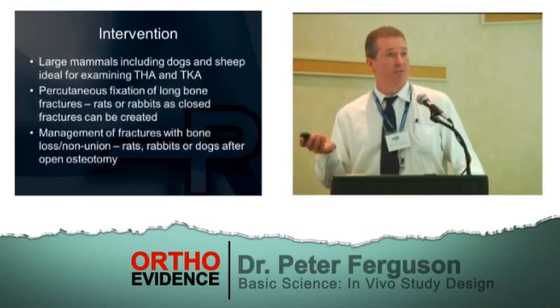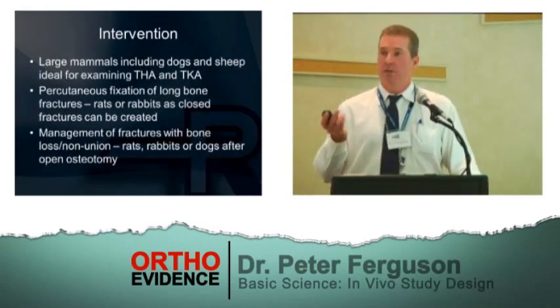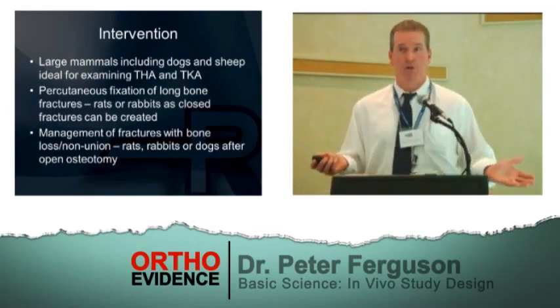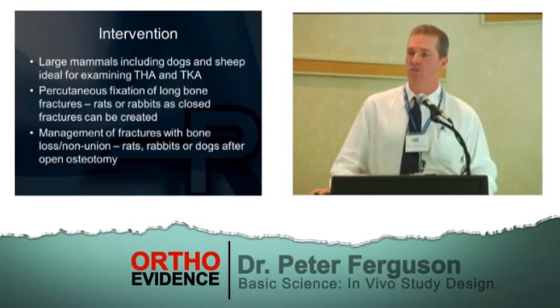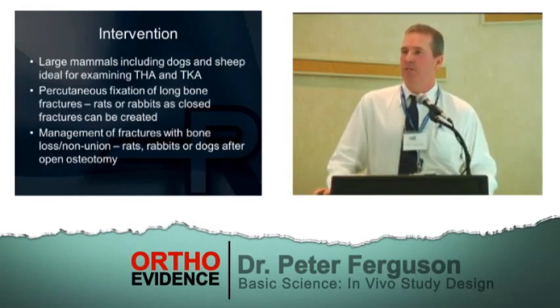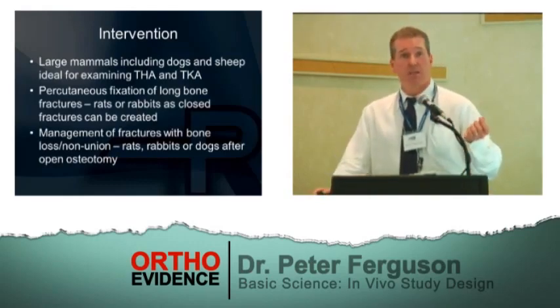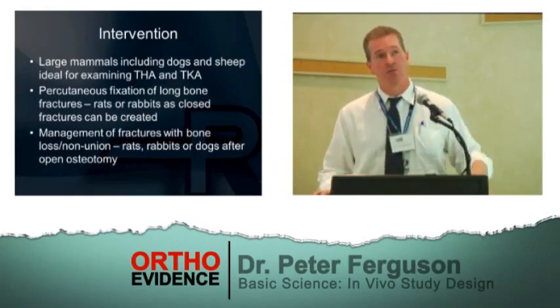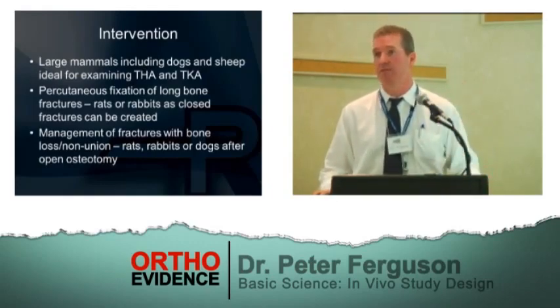Okay, what's your intervention? That's the next step. Well, if you're looking at hip and knee replacements, good luck doing it on a mouse, right? It's just not obviously going to work, right? So you've got to use larger animals like dogs and sheep. If you're interested in looking at just percutaneous fixation, mice and or rats and rabbits, after you've created that closed fracture, can be effectively studied.